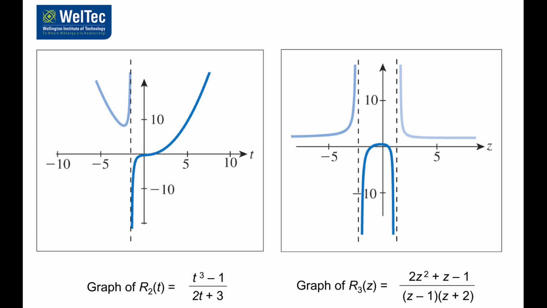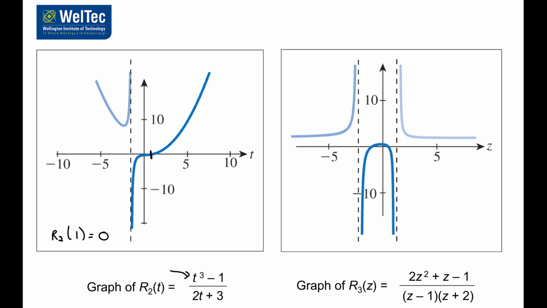Let's look at the graph on the left-hand side, R2, which is equal to t cubed minus 1 over 2t plus 3. What's the value of R2 when t is 1? So we're going to put 1 into there, so we're looking about here somewhere. And if we put 1 into the rule, then we actually get that R2 is equal to 0. So in other words, the graph cuts the t-axis at t equals 1.